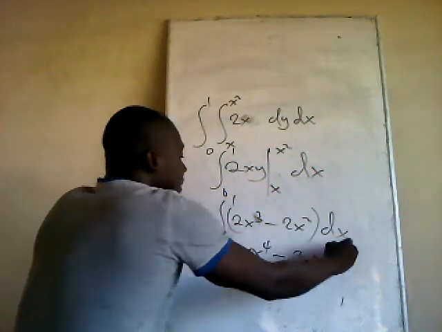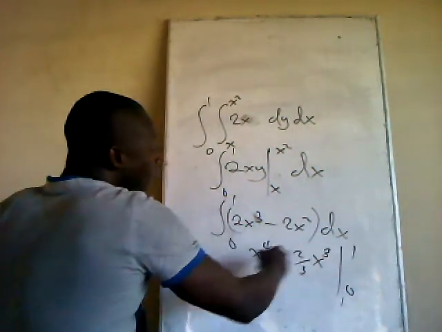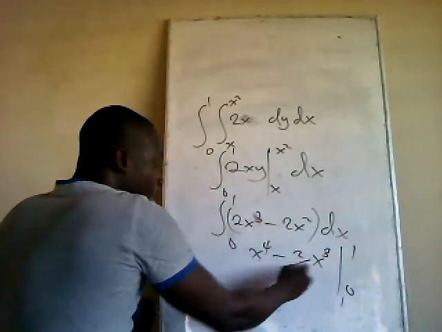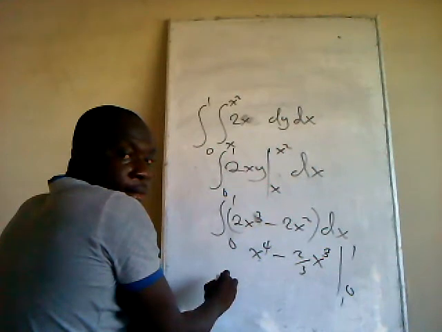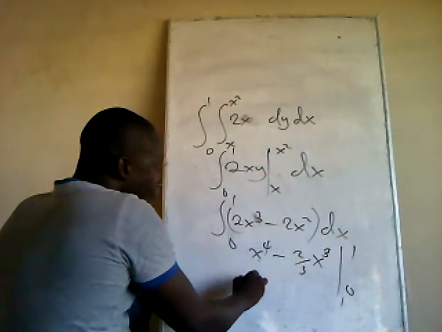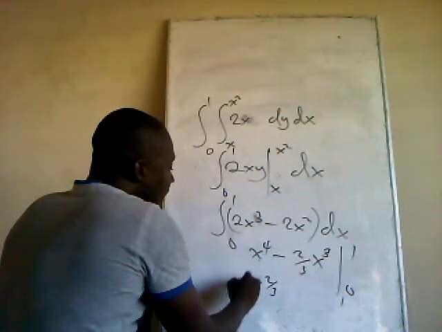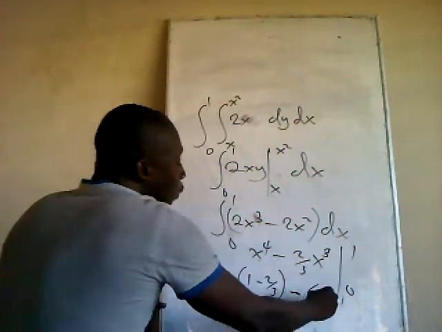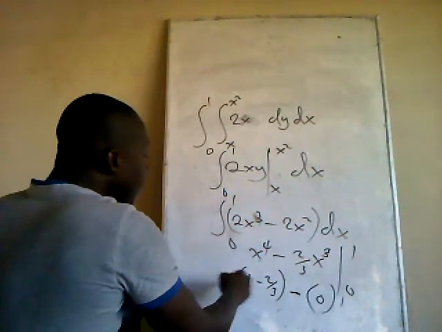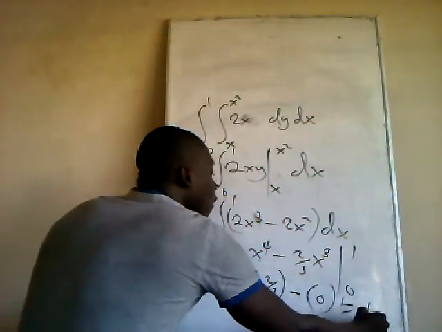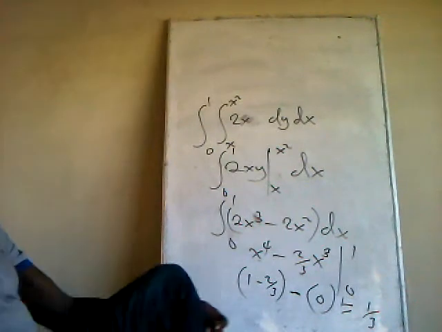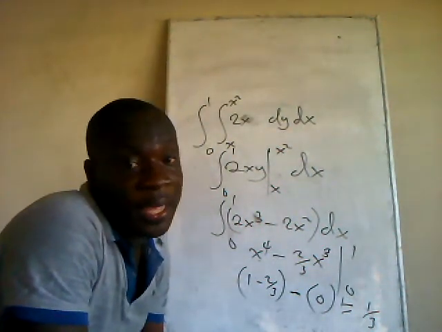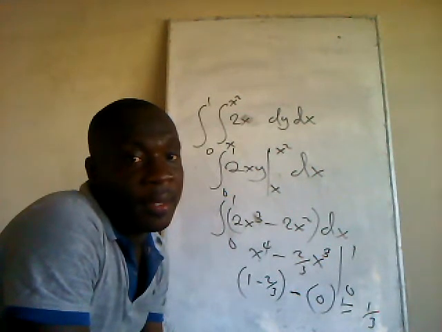Now, the limits are 0 and 1. When I put 1 through this, I get 1 over 2 minus 2 over 3, minus, when I put 0 inside, I get 0. So eventually, I get the answer as minus 1 over 6. It's a very simple exercise; there is no big deal.